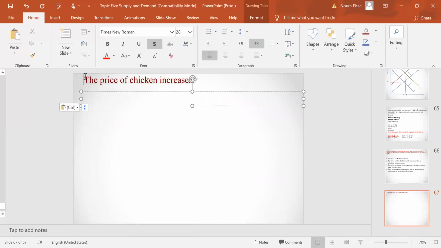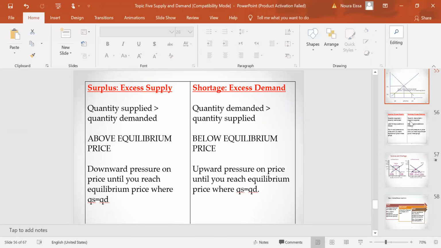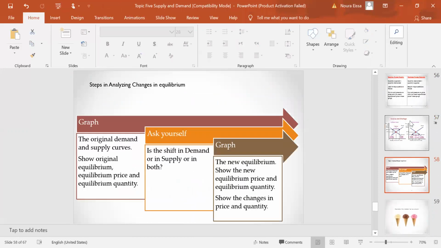Okay, number one, the price of chicken increases. So what's the first step? We said we have 3 steps. If you go back to your notes, what are the 3 steps? How do you solve questions like this?